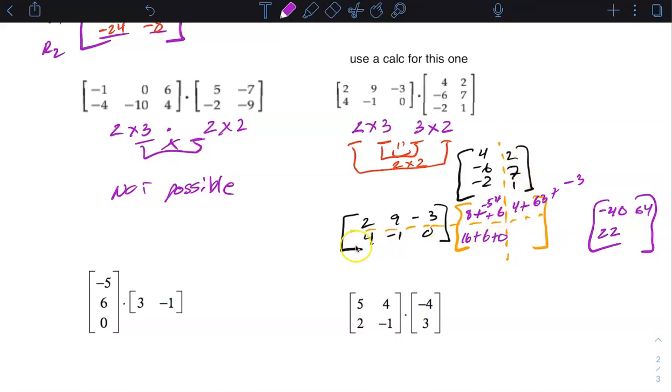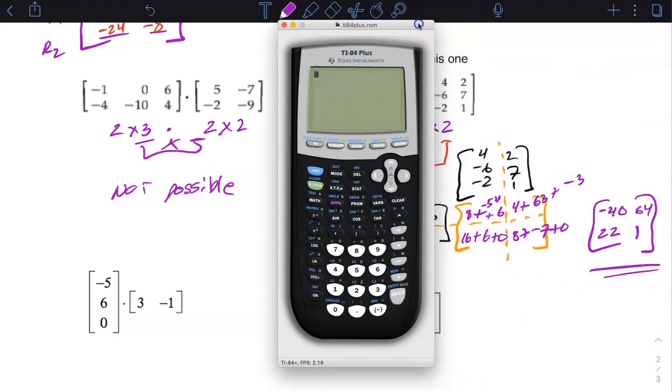So just the last one, right? So row 2, column 2. 2 times 4 is 8, negative 7, and then 0. So I just get 1. And there's the answer. Now let's go on the calculator. So I'm going to show you the calculator. I'll do this on the calculator.